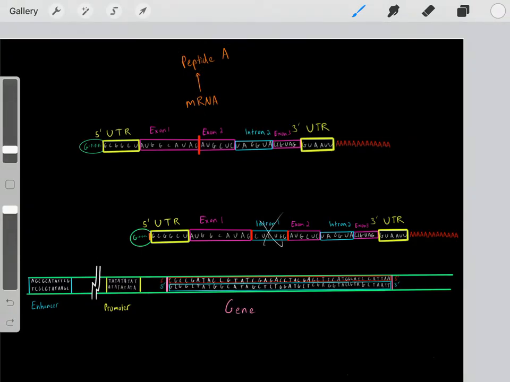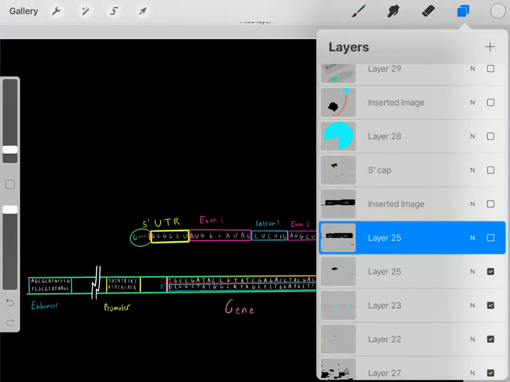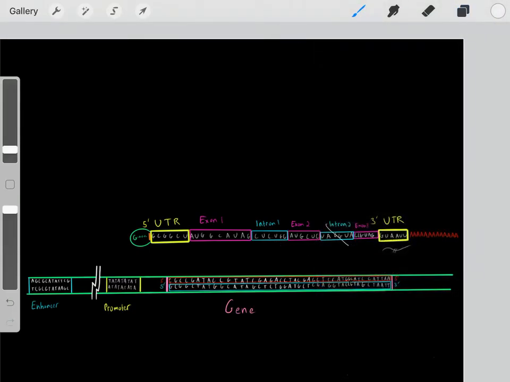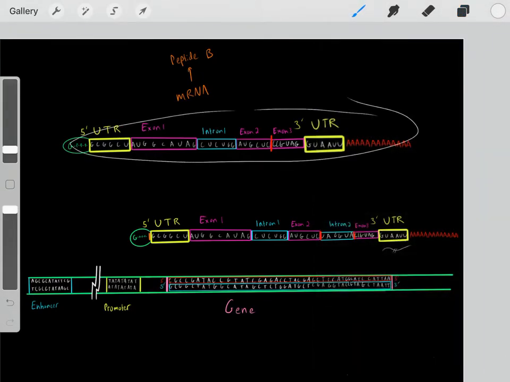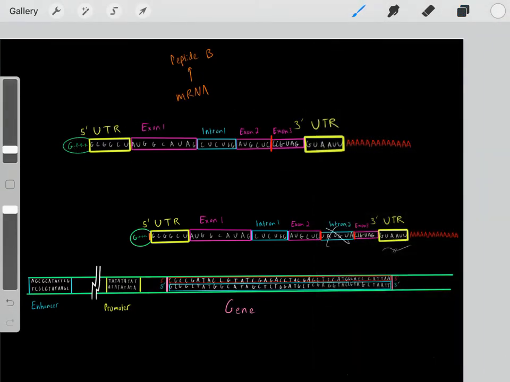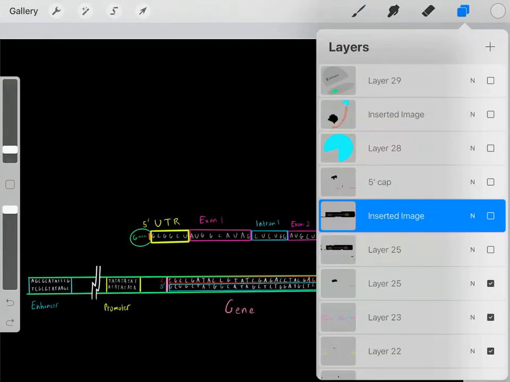Again, we could get rid of this intron, but maybe instead we get rid of this other intron. What happens if we get rid of this intron and these two regions bind? If we do that, we'd make a completely different mRNA, which can be translated to make a completely different peptide. So notice the utility.